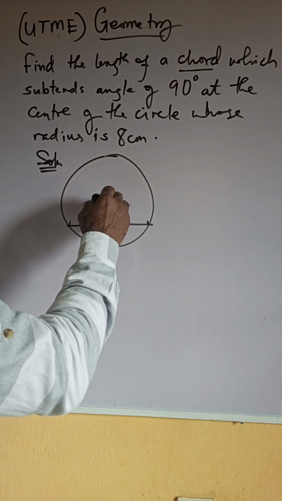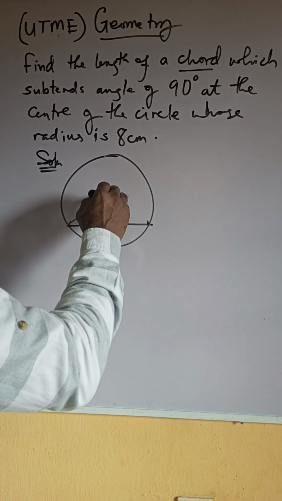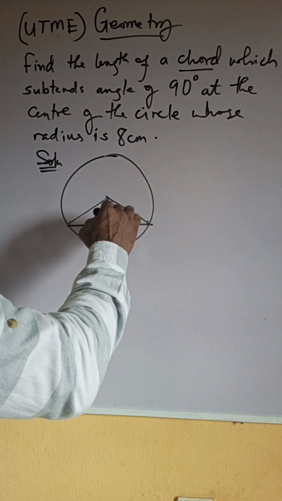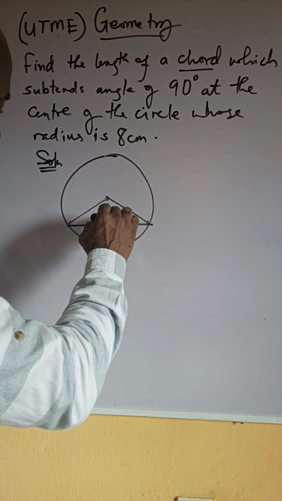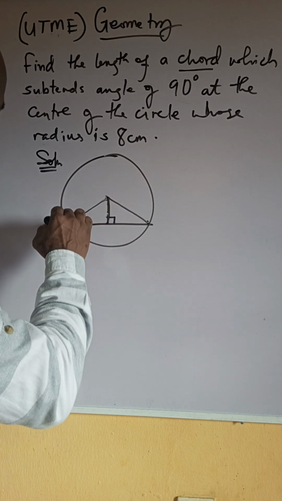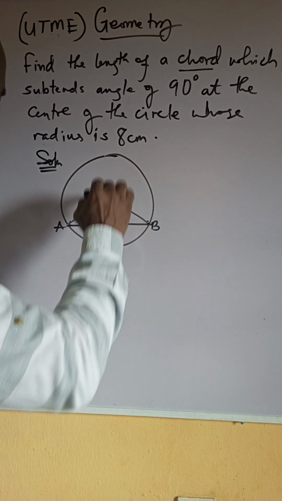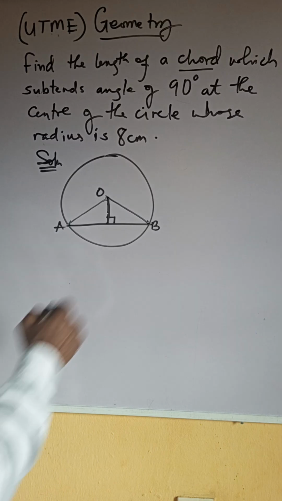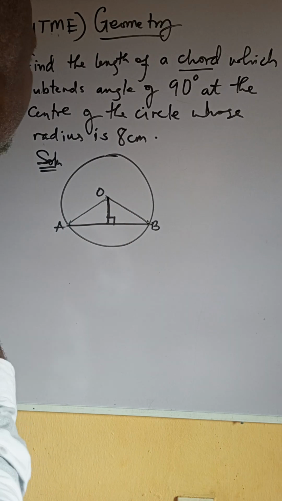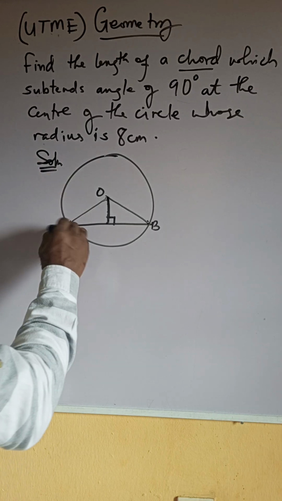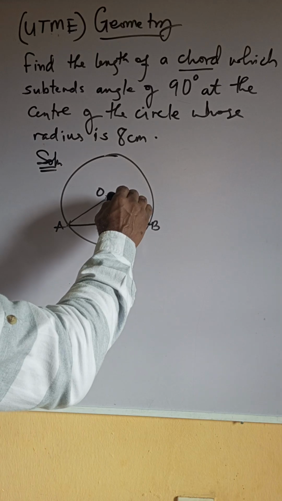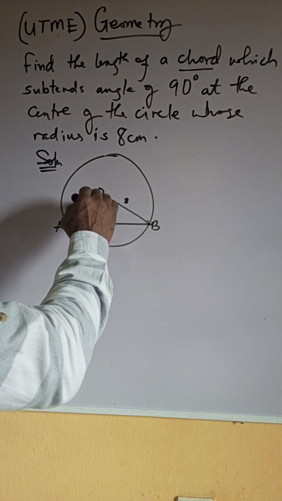So the radius of the circle is from here to here, and then from here to here. So it means from here to the center, this angle is 90 degrees, all right? We call this line AB. This is the center of the circle. So this angle here is 90 degrees. Now, we are to determine the length of this chord from here to here. We don't know it, okay, the radius is given as 8 centimeters.